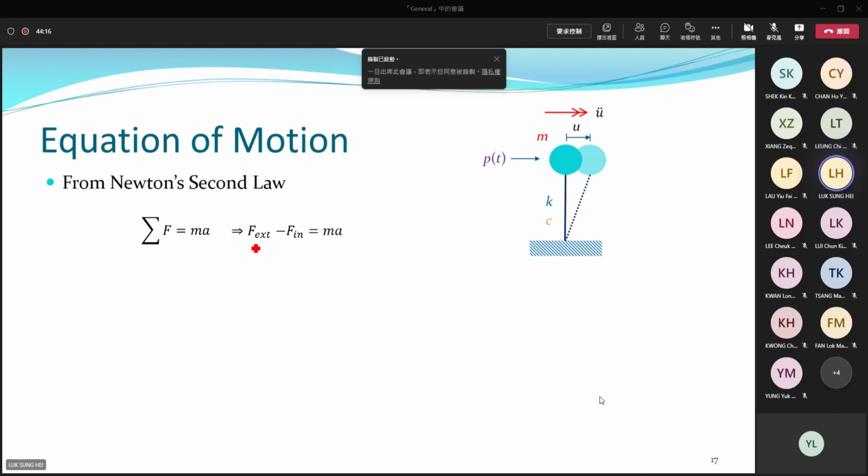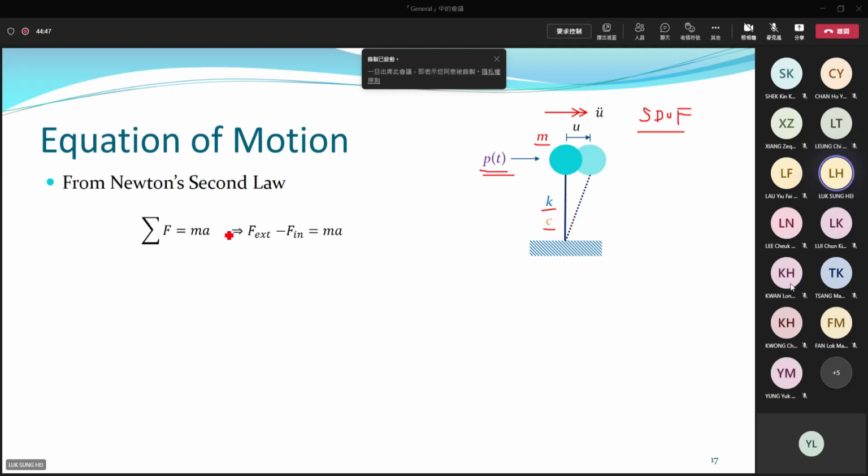What is external force? According to this single degree of freedom system model, on the top right-hand corner, we have a single degree of freedom system. This system is characterized by three parameters, M, C, K, and it is under one dynamic force, P. P is an arbitrary dynamic force. It can be a sine function, cosine function, arbitrary function, any loading. It can be static as well. Static is just one special case of dynamics.